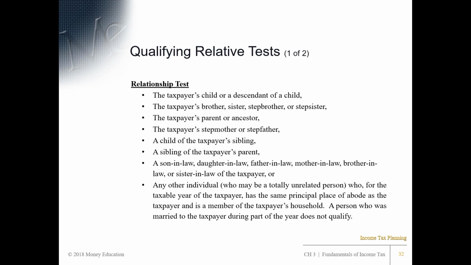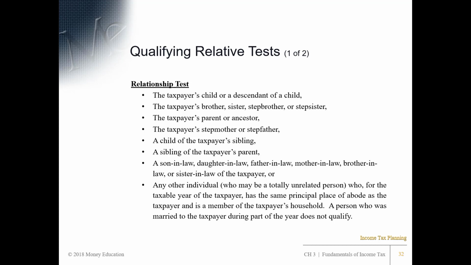So the qualifying relative test, the relationship test: they must be a child or descendant of the child, a brother, a sister, a stepbrother or stepsister, a parent or an ancestor, the taxpayer's stepmother or stepfather, a child of the taxpayer's sibling, a sibling of the taxpayer's parents, a son-in-law, a daughter-in-law, a father-in-law, a brother-in-law, a sister-in-law, or any individual who may be totally unrelated but has the same principal abode for the taxable year.